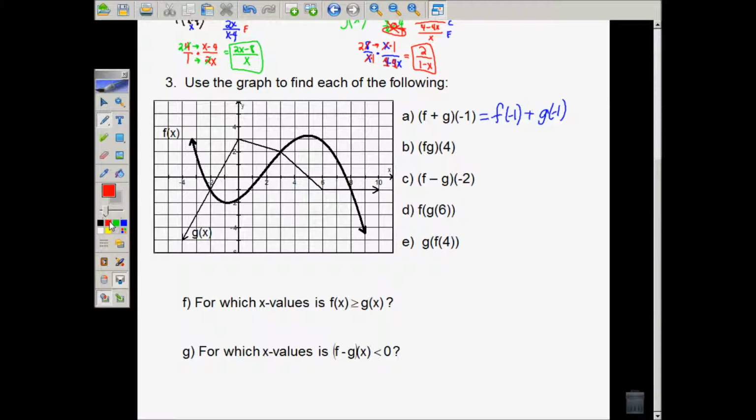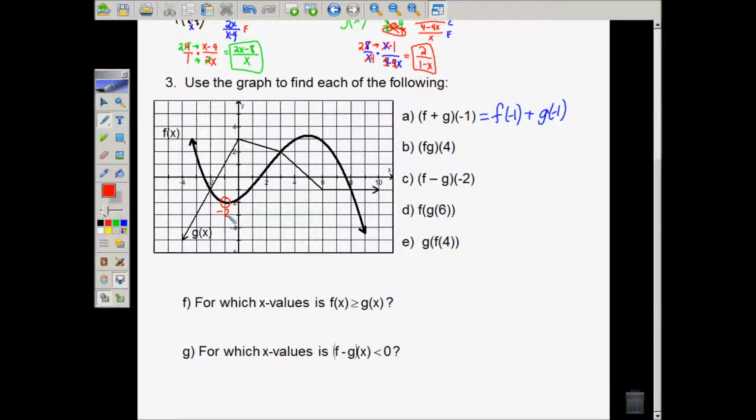Okay, so when I do that, that means I'm going to first find f of negative 1. So when I find f of negative 1, where am I going to go on my graph? What equals negative 1? X equals negative 1. So I'm going to go to x equals negative 1, and I want to find f. So is f the thin line or the bold line? The bold line. So what is f of negative 1?